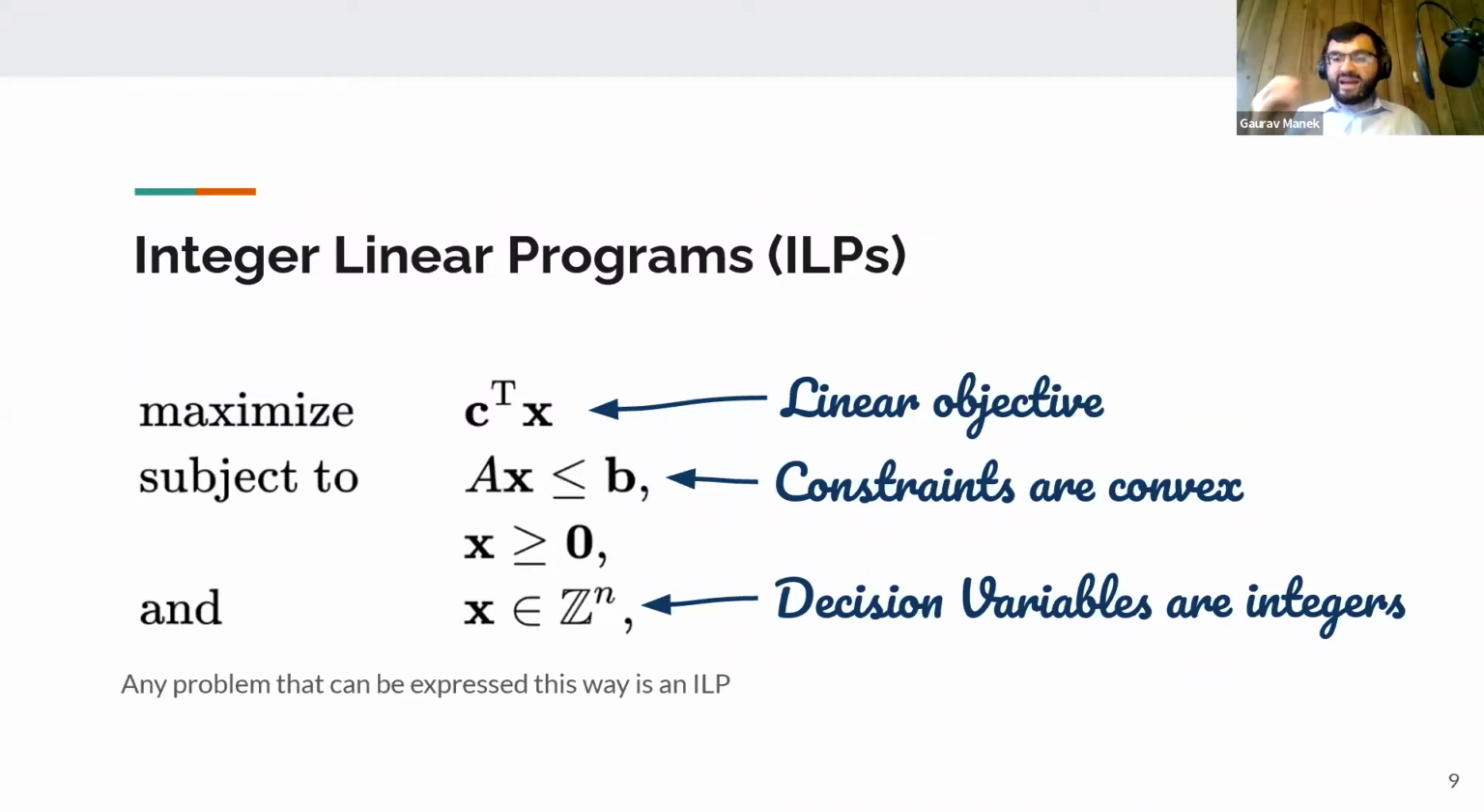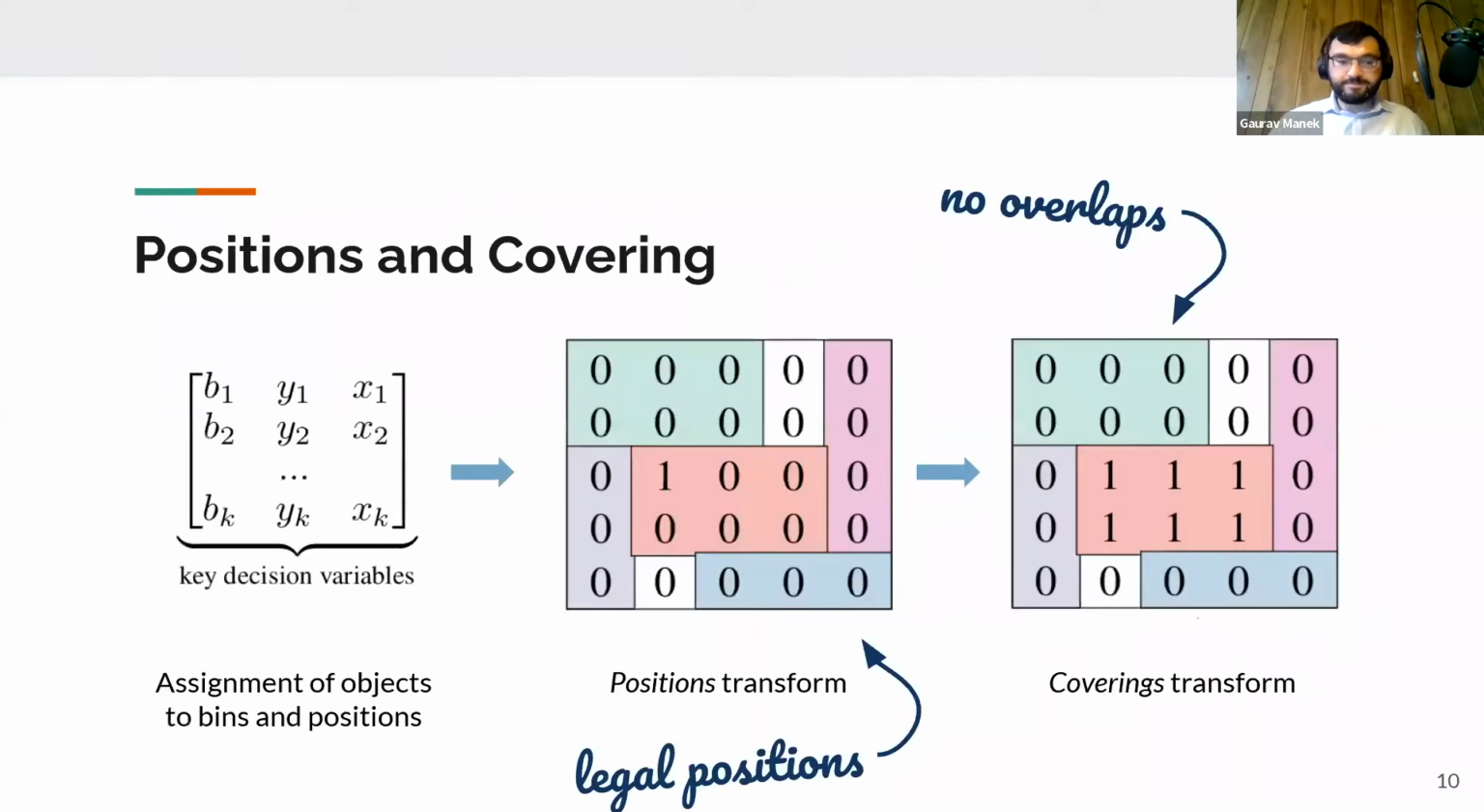As long as we can guarantee that our objective is linear, our constraints are convex, and our decision variables are integers, we don't have to write the problem down in this way. We can write it down in any other way that's perhaps intellectually more manageable, and then rely on some other piece of software to handle the translation for us. Great. So now that we've gotten so far, let me begin by describing how positions and covering works.